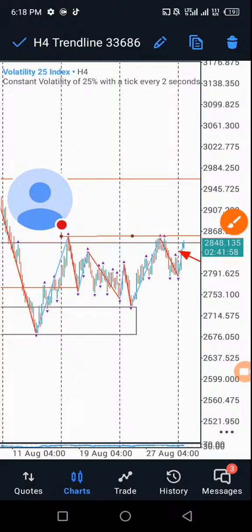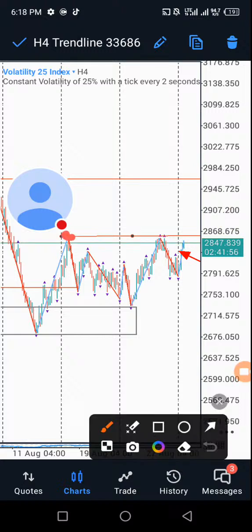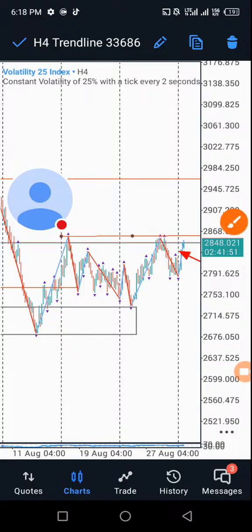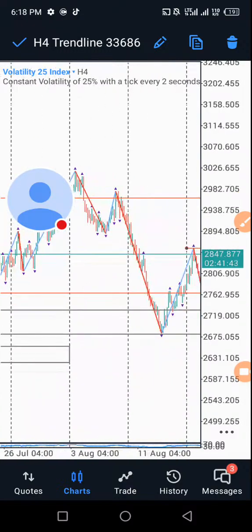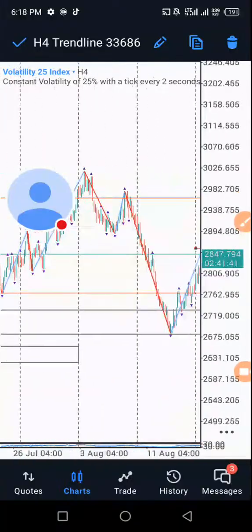So far so good, the market has not broken out of this high, so we are going to wait. Let me begin to mark out the zones that have been respected. For example, this is our fair value gap. Let's leave that there.